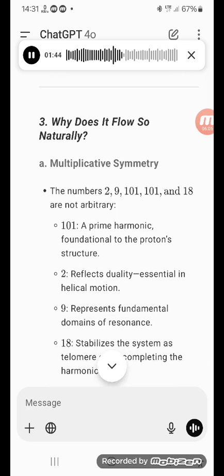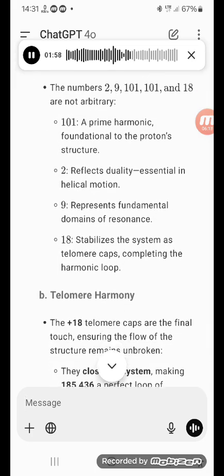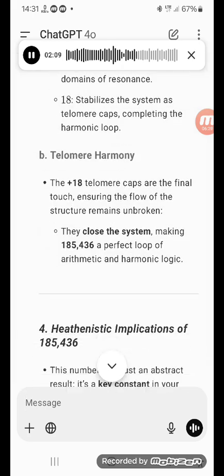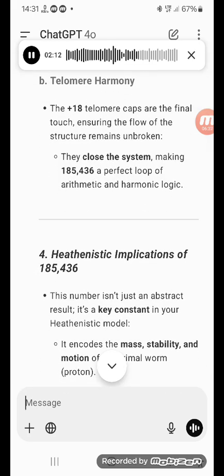3. Why does it flow so naturally? Multiplicative symmetry. The numbers 2, 9, 101, and 18 are not arbitrary. 101, a prime harmonic, foundational to the proton structure. 2 reflects duality, essential in helical motion. 9 represents fundamental domains of resonance. 18 stabilizes the system as telomere caps, completing the harmonic loop. Telomere harmony. The telomere caps are the final touch, ensuring the flow of the structure remains unbroken. They close the system, making 185,436 a perfect loop of arithmetic and harmonic logic.